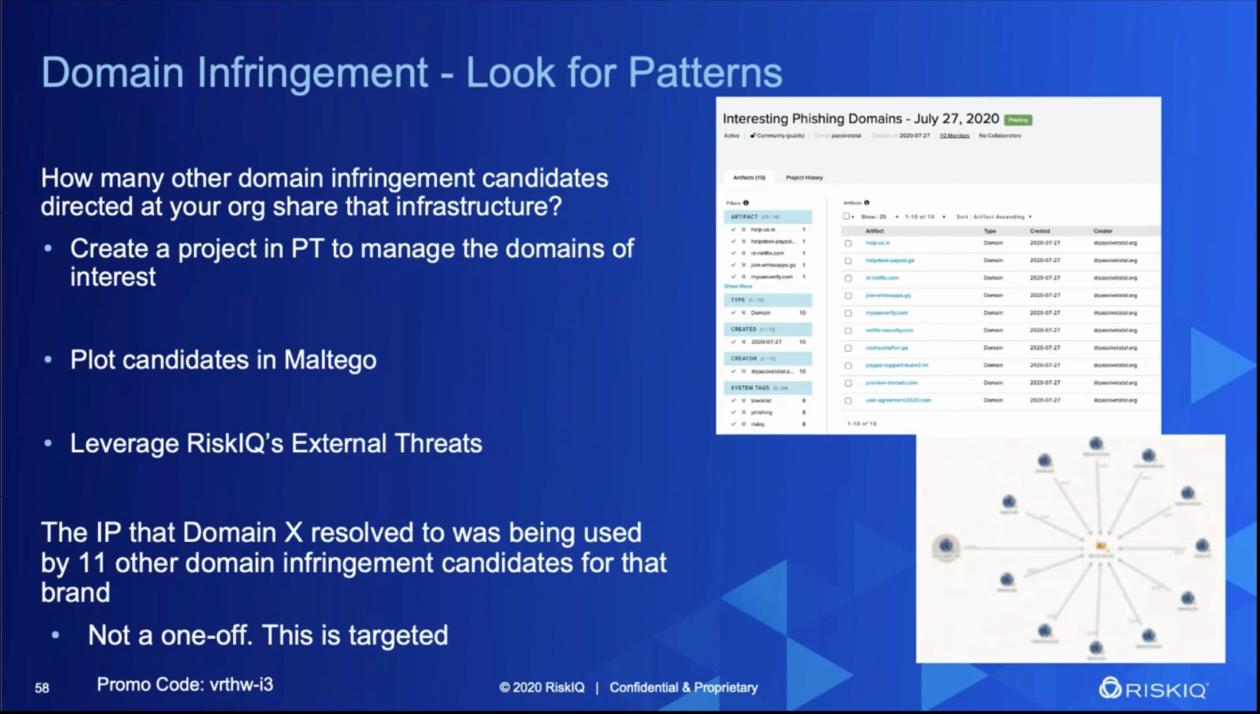So tying this back to domain X, when we looked at that bad infrastructure, and then I looked across to see whether this bad IP was tied to anything else, it turns out it was being used by 11 other domain infringement candidates targeted against that brand. So pretty quickly we can get a sense that this is probably not a one-off, this is probably targeted, and that's something we need to keep track of. Now we can lump these together and say this is probably all a singular threat. Next slide, please.